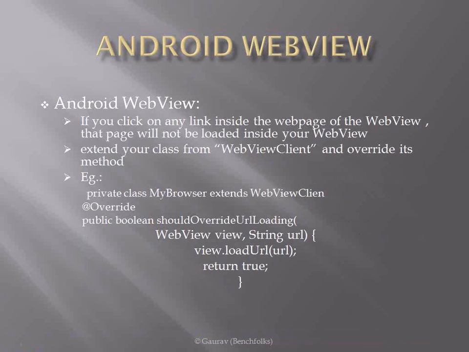That way you are telling the system whether your web view should override the loading of a particular URL or not. That means whatever new links are clicked, should they open in your web view itself, or should they move outside into a new web browser. Since we are just calling the parent method view.loadUrl and then returning true, that means we want our own web view to handle all these links and not the external browser.